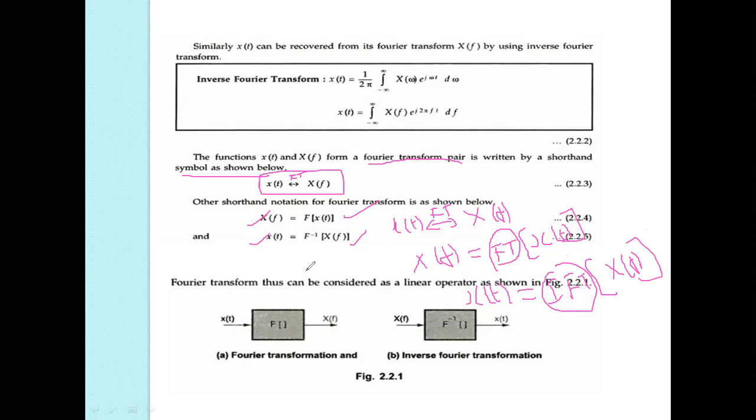Now, in the block diagram representation, the Fourier transform can be considered as a linear operator. Given the signal x of t, apply the Fourier transform and you will get x of f. Then take the x of f frequency domain signal, apply the inverse Fourier transform, and you get the signal x of t, the time domain function.